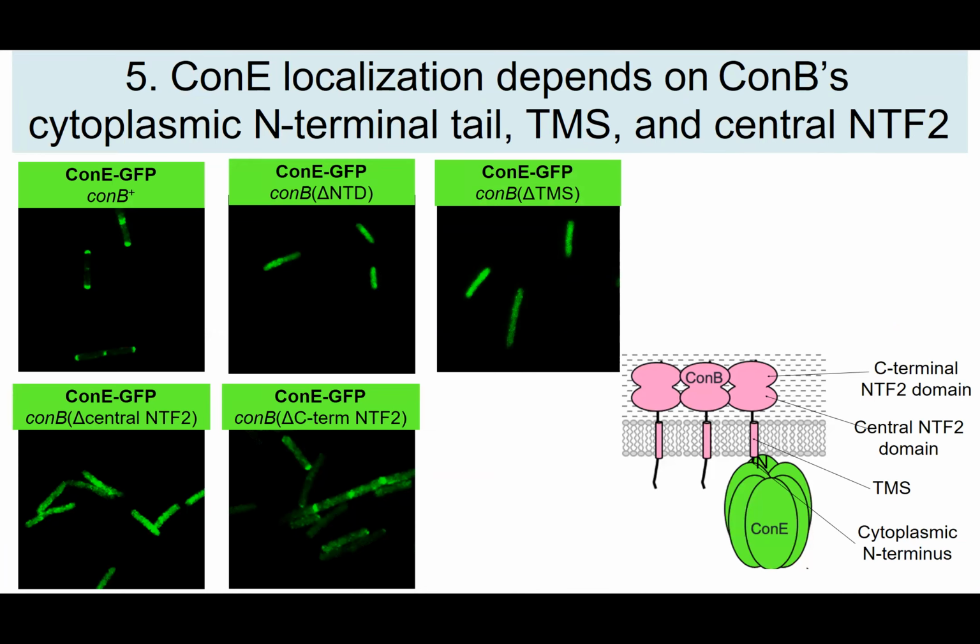So in panel 5, I constructed 4 ConE strains, each lacking one of the 4 ConB domains. Here, we saw that with wild-type ConB, ConE-GFP was fully localized at the cell membrane, whereas in absence of the N-terminal tail, transmembrane segment, and central NTF2 domains, ConE-GFP mislocalized throughout the cytoplasm. The C-terminal NTF2 domain, on the other hand, is somewhat not required since polar localization is partially observed.